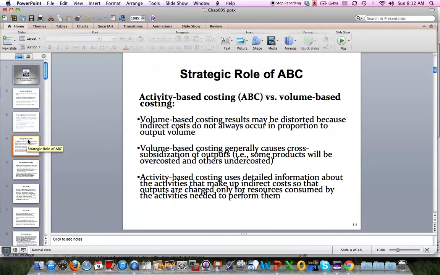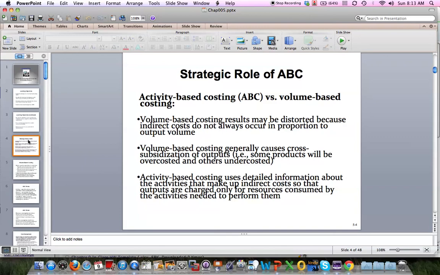And this is a good slide to compare the two, ABC versus volume-based. So chapter 5, ABC, versus chapter 4, the volume-based approach. It says volume-based costing results may be distorted because indirect costs do not always occur in proportion to output volume. And what that means is that typically what happens in volume-based is, let's say you have two different products, and typically one product might be more of a base model, the other product might have a few more bells and whistles on it. But typically you manufacture a lot more of your base model because typically it's more attractive, a little bit cheaper, more affordable for consumers. Well, because you make more of it, it gets more overhead in the volume-based costing method.